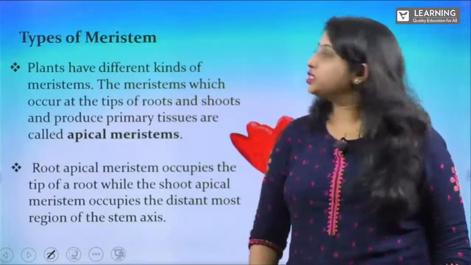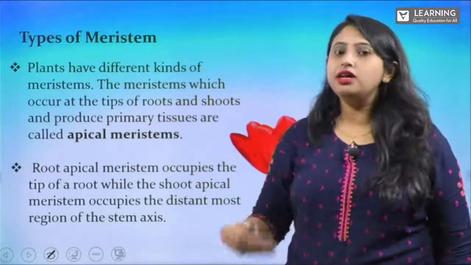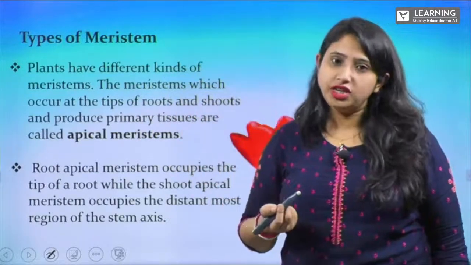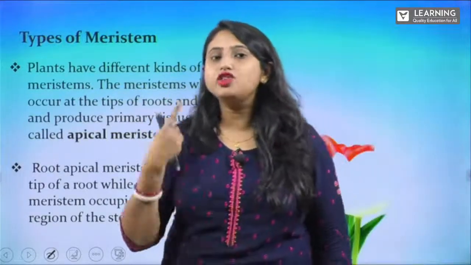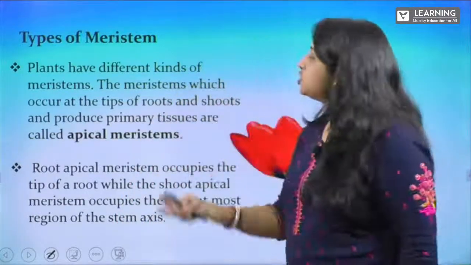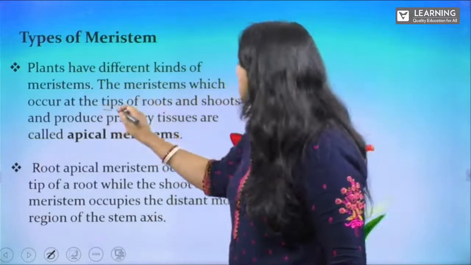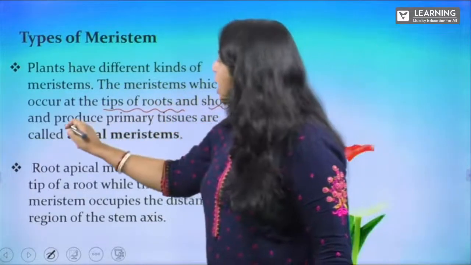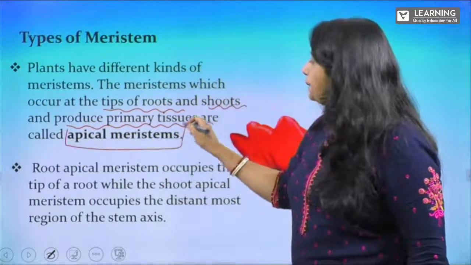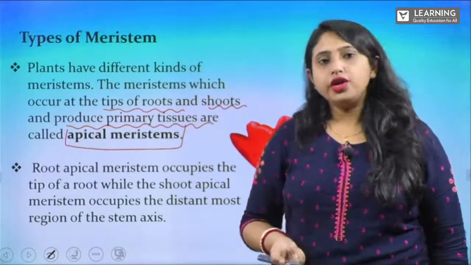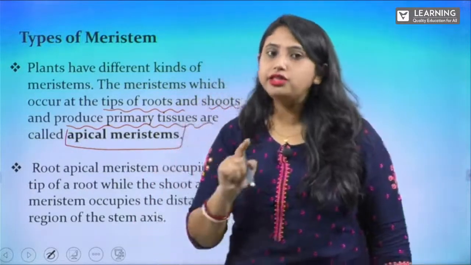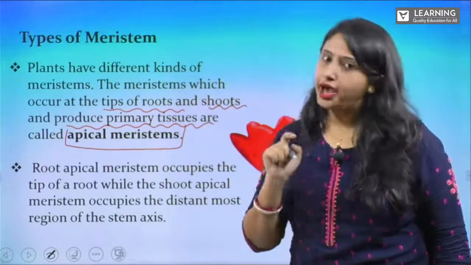Let's move into the types of meristem and understand the types in detail. So plants have different kinds of meristem, as you have seen. What are the three types of meristem? That is your apical meristem, intercalary meristem, and lateral meristem, right? So next, these meristems which occur at the tips of roots and shoots and produce primary tissues are called your apical meristem. So where does the apical meristem occur? They occur at the tip of the root and the shoot. That is your root tip and shoot tip.